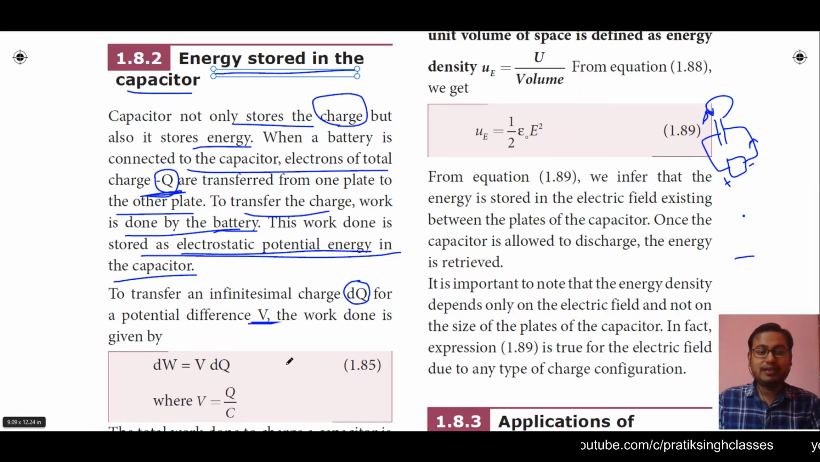We know very well that W = V into Q. For a very small amount of charge, a very small amount of work will be done. That is why the prefix d has come. So dW = v dq, where v = q by C. We know it very well that V = Q/C.